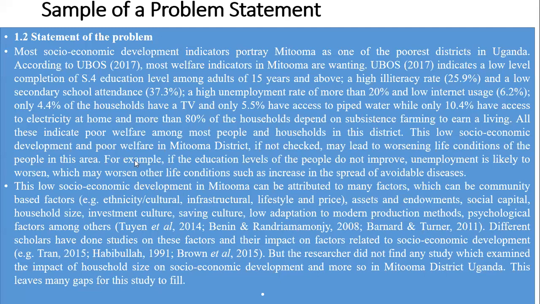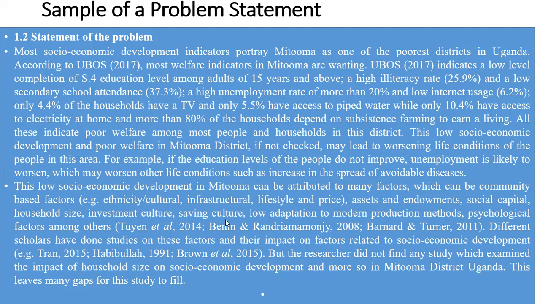You, what do you think to justify your study? So that's why here you see the researcher tries to explain that people's unemployment rate may increase or worsen if their education levels are low, because low education rates was one of the indicators of the problem of these people. So somebody is also showing a danger of increase in spread of avoidable diseases.